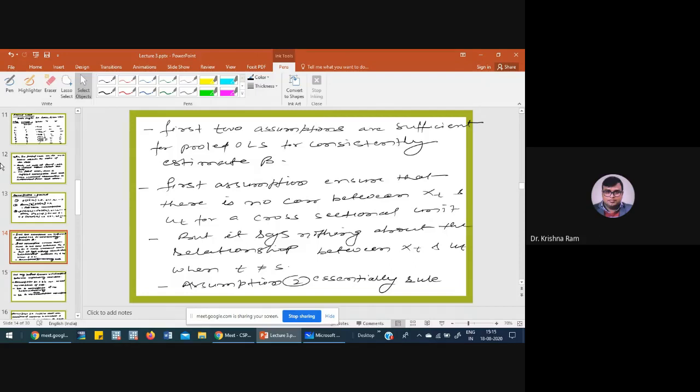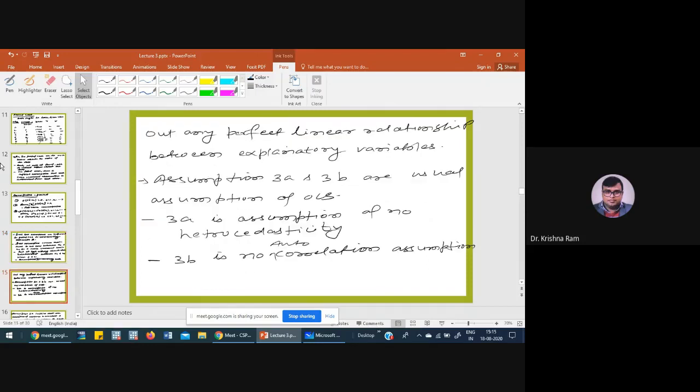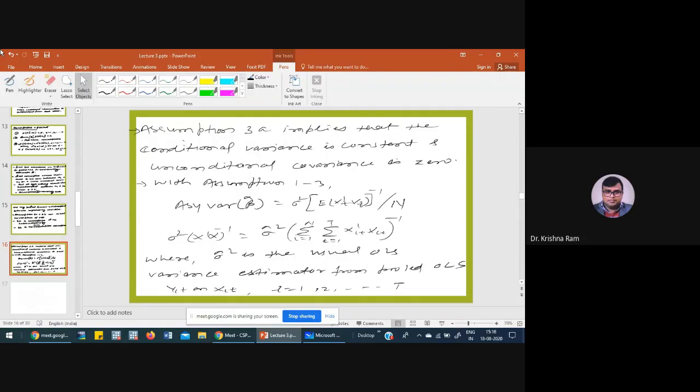So when t equal to s, instead of when t not equal to s. And assumption two, which one is the full rank assumption? As I told you, it rules out any perfect linear relationship between explanatory variables. Later, the heteroscedasticity and autocorrelation assumptions, as I said, are useful for estimating efficient estimates of parameters.